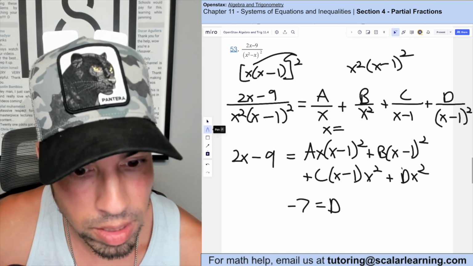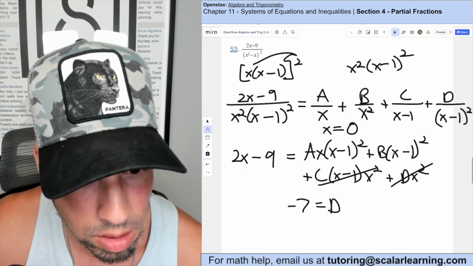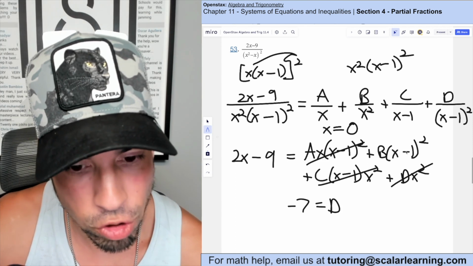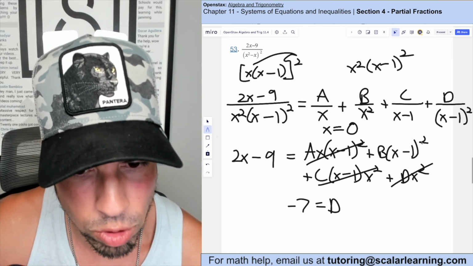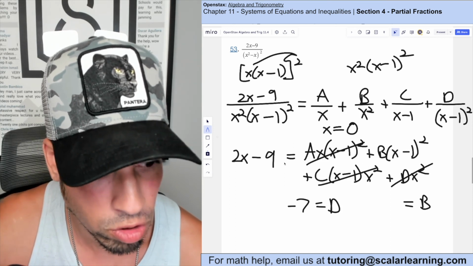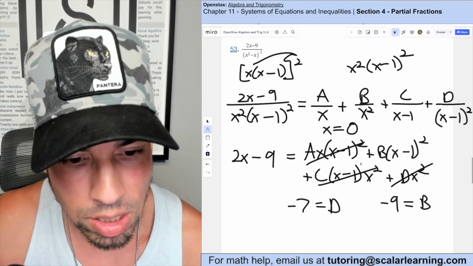Another number that I can plug in easily would be 0 for x, right? That's going to zero out this, and this, right? They all have an x like that. And then this one we plug and chug. 0 minus 1 is negative 1. Negative 1 squared is 1. So we have 1B is equal to 2 times 0, which is 0, minus 9 is negative 9. Check it out. We got two values now, B and D. We just need A and C.